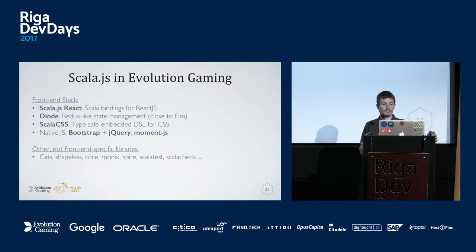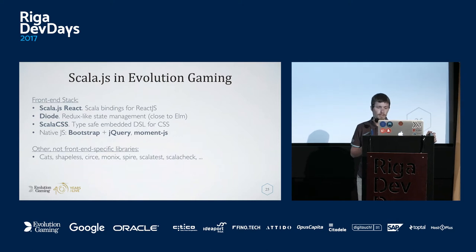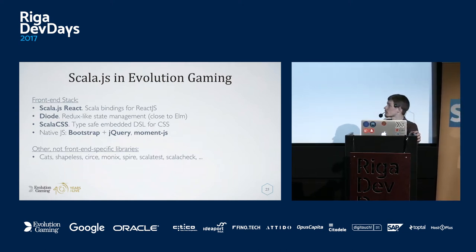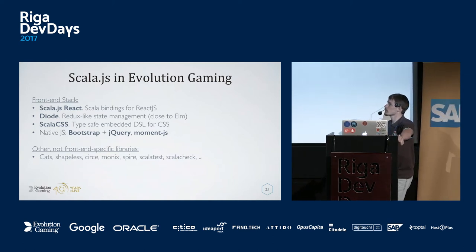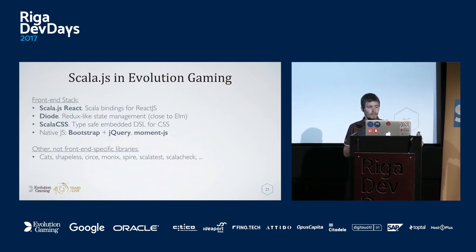Diode is Redux-like state management. It really looks much closer to Elm than to pure Redux. And it is much more powerful than Redux due to the rich type system of Scala. ScalaCSS, nothing much to say about it, just a type-safe DSL for CSS. Rather nice, but nothing really fancy. And we use native JavaScript libraries: Bootstrap with a little bit of jQuery because it requires it, and Moment.js for dates on the front end, and also some general-purpose libraries.